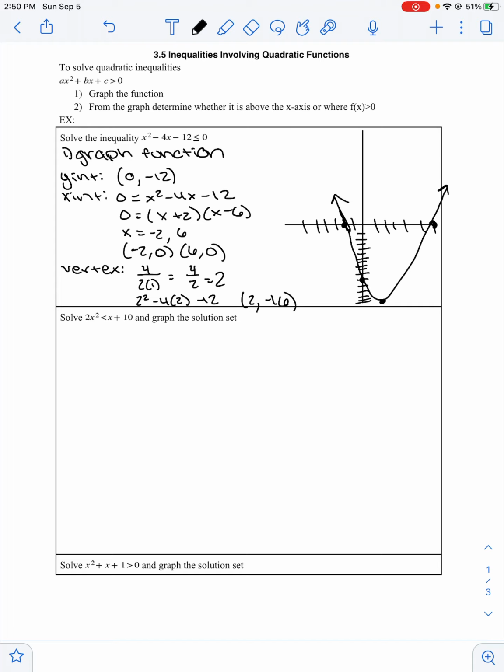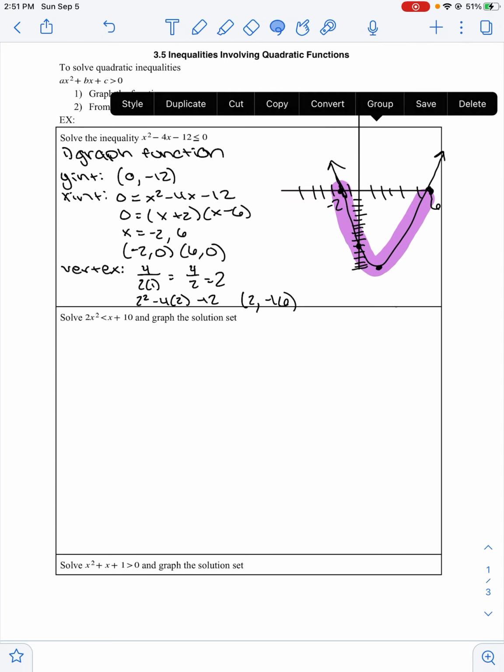And we were wanting to know when the function is less than or equal to 0. So when our function is below the x-axis. And that's from the x of -2 to 6. So we are below the x-axis from there to there. So we're looking at our x values, so from -2 to 6.